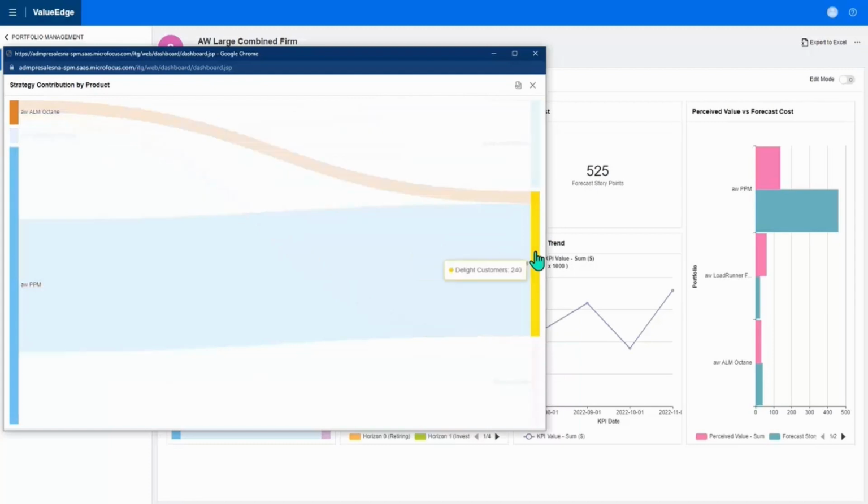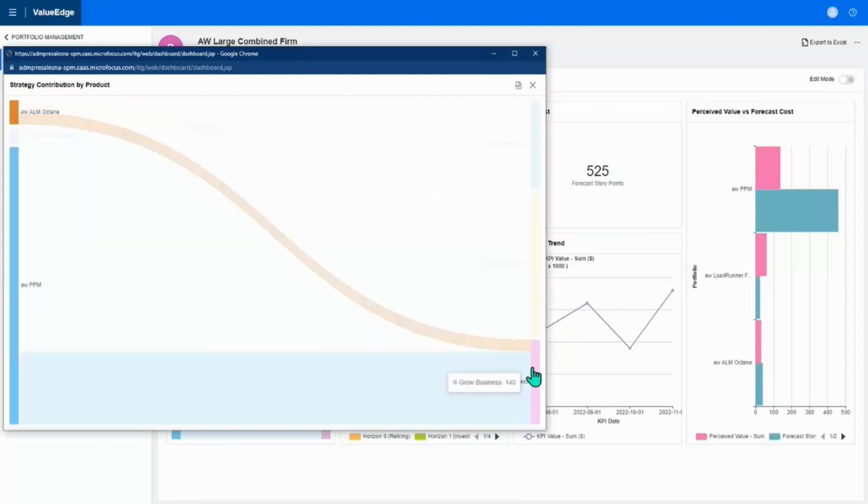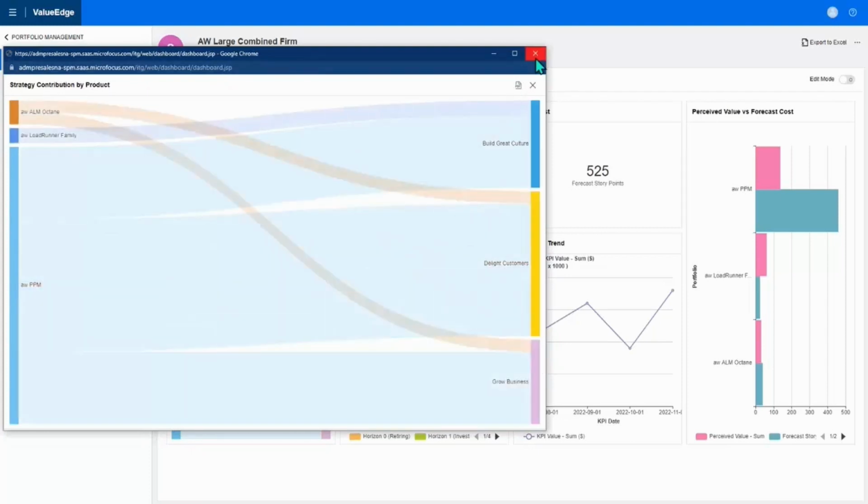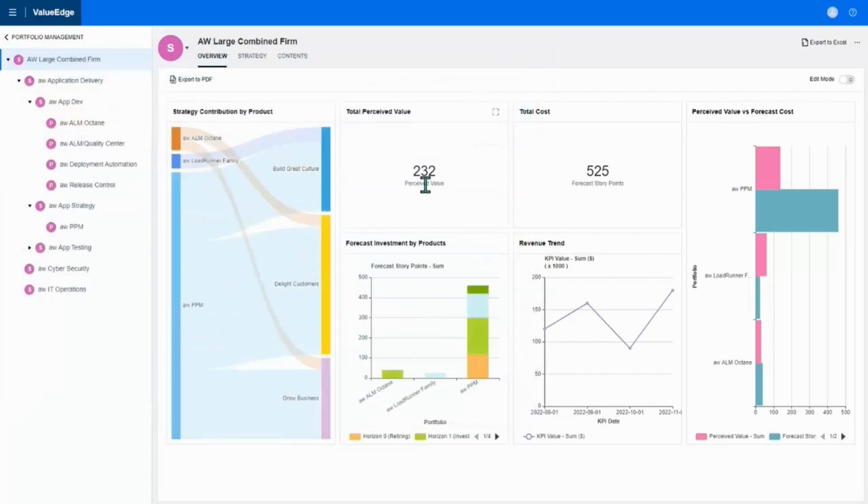If we look at the same unit of measure aligned, we can see that the delight customers is taking up some 240 story points, and the grow the business is taking up some 140. So that same number, I'm just going to close the Sankey mark and show that same number also will show up as an important flag number on a lot of the dashboard portals that you see there on the screen.